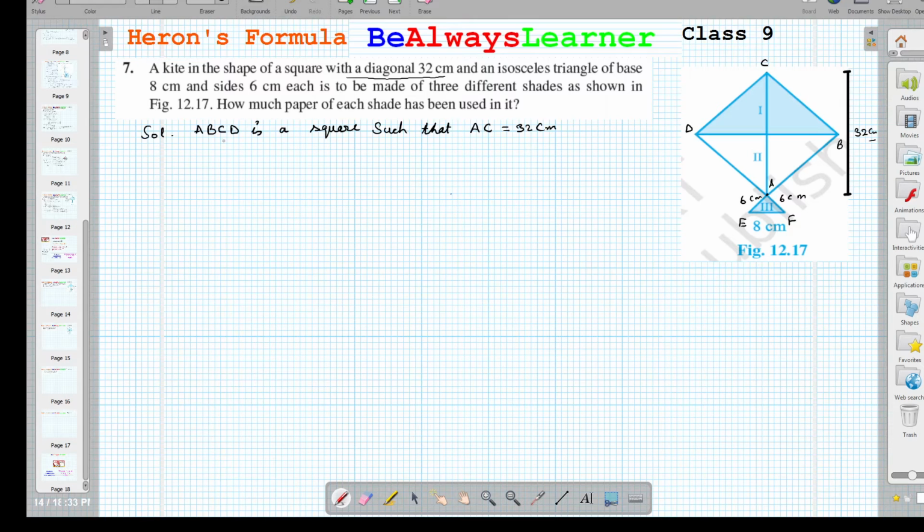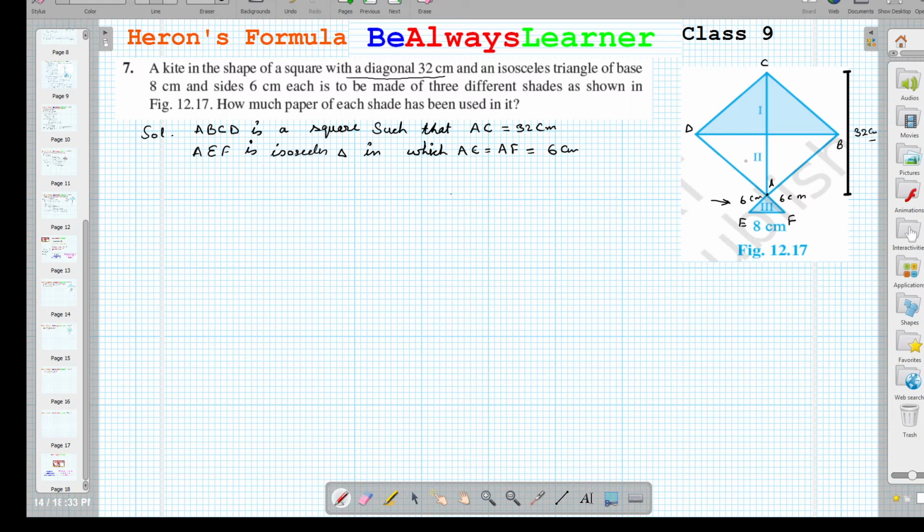And the lower portion, this lower portion, we call it A, E, F, is an isosceles triangle in which AE is equal to AF, that is equal to 6 centimeter, that is given to us.